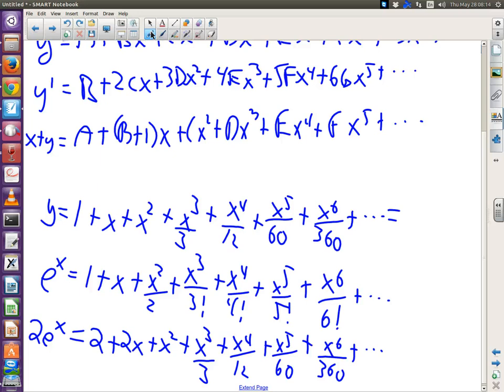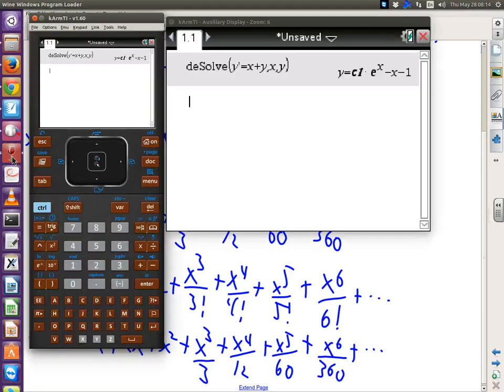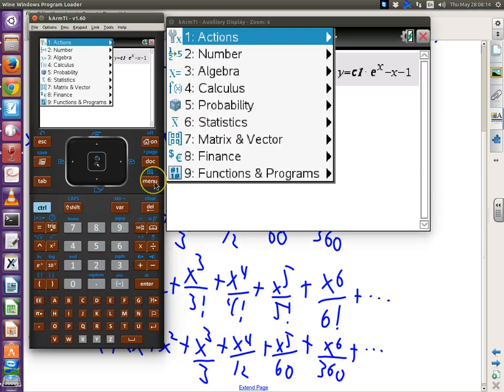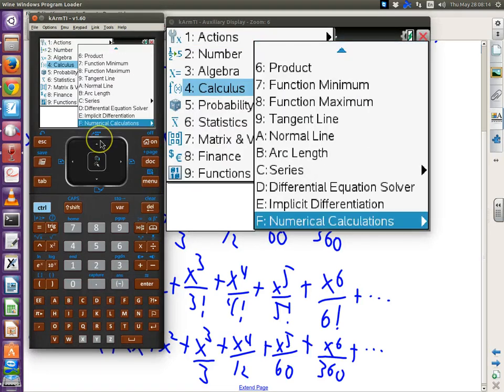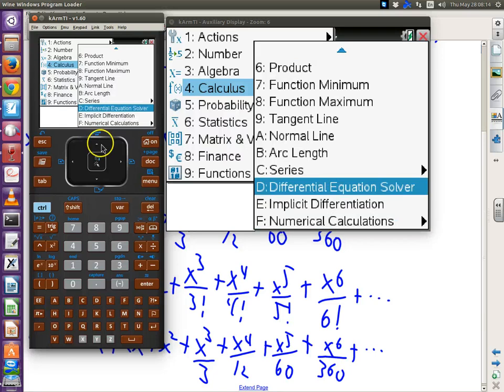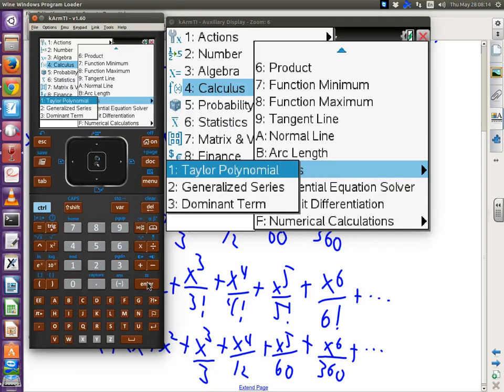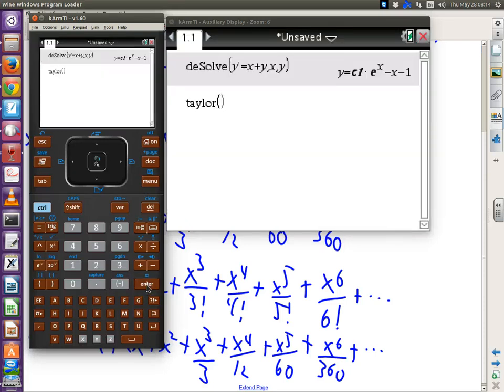By the way, just for fun, how does this work? Menu, calculus, what am I looking for? Series. How does series work? Do you want a Taylor polynomial? Do you want a generalized series? Do you want a dominant term? I think a Taylor polynomial will do. Thank you very much. Now, how did we get the syntax last time? Where was it listed last time? Library, the book. In the library thing, right? All right, let's do it that way then.